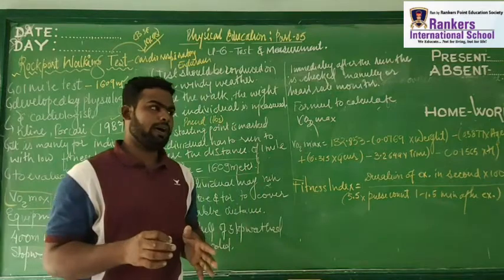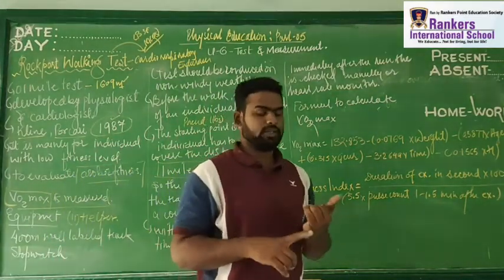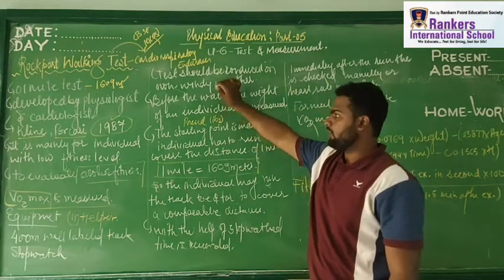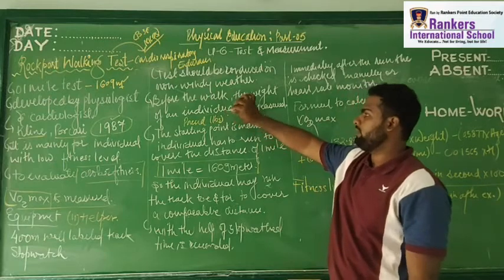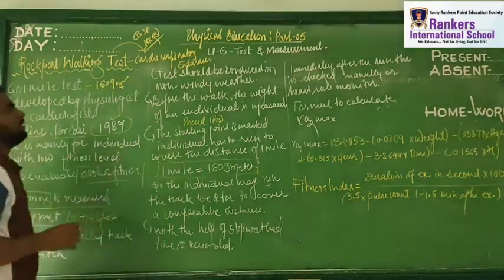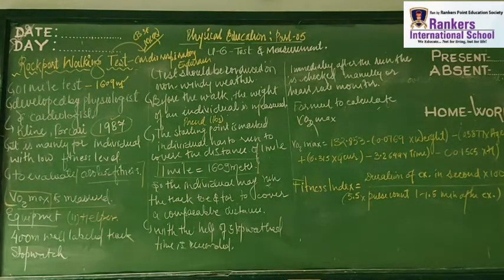I hope you all have cleared it. The first thing to think about is that it should be a non-windy day. Second, before you start the walk, the weight of the individual should be measured, and this weight should be in pounds, right? The next thing to keep in mind is that when they start, they have to run or walk as fast as possible and cover 1 mile, and again I'm telling you, this 1 mile is equal to 1609 meters.